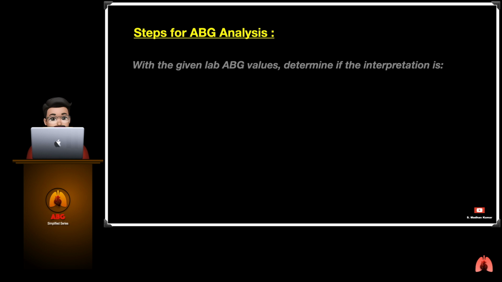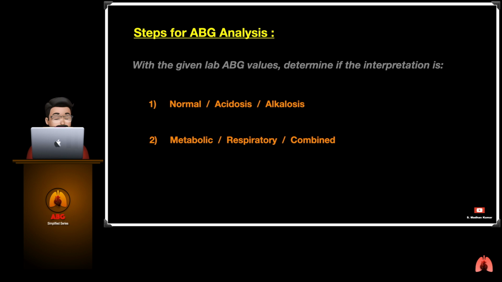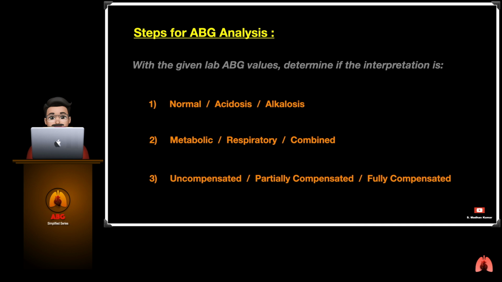Now let us see the steps for ABG analysis. With the given lab ABG values, we have to determine the interpretation as whether normal, acidosis or alkalosis; metabolic, respiratory or combined; uncompensated, partially compensated or fully compensated.